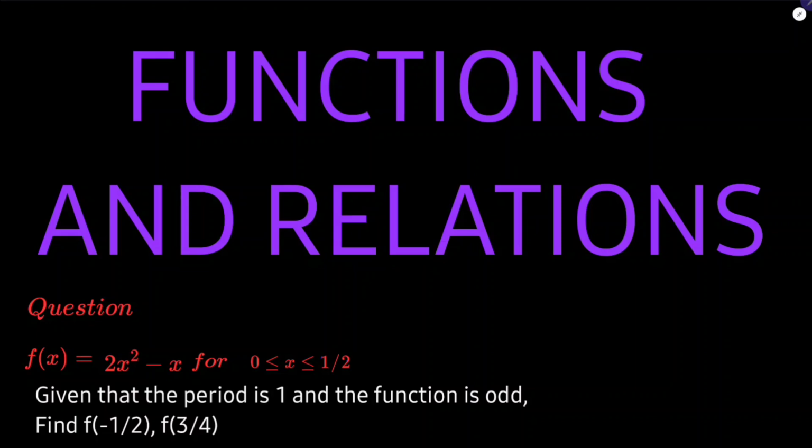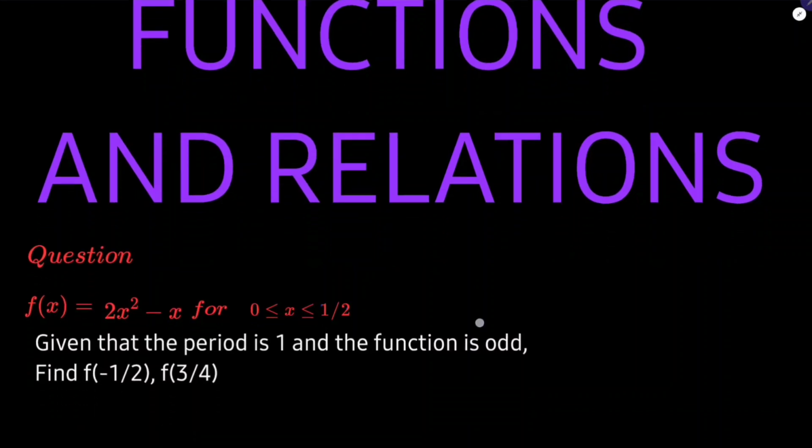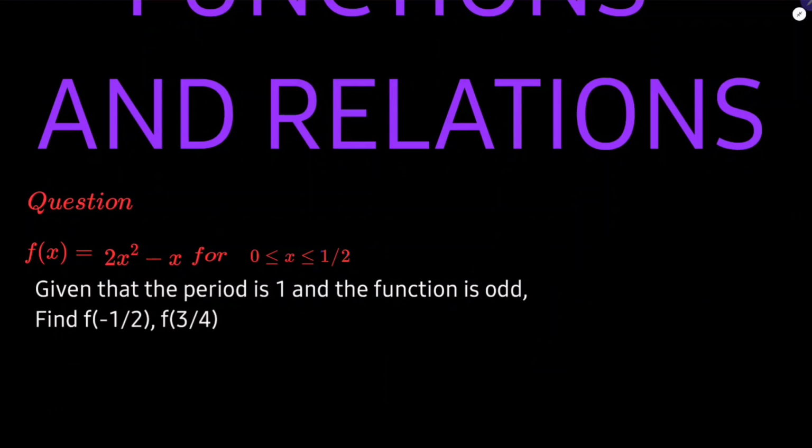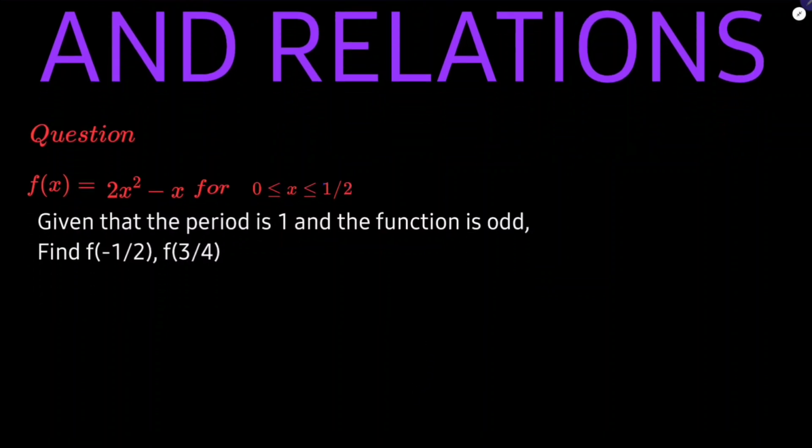In this video, we are going to solve a question on periodic functions. The question says f of x is equal to 2x squared minus x for x greater than or equal to 0 and x less than or equal to half. Given that the period is 1 and the function is odd, find f of minus half and f of 3 on 4.